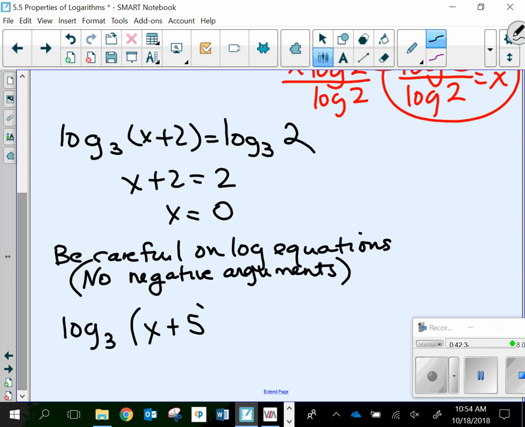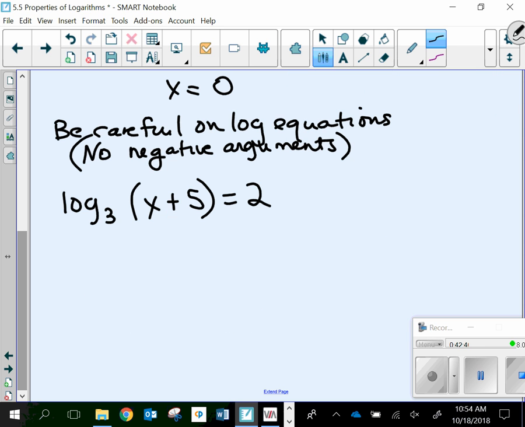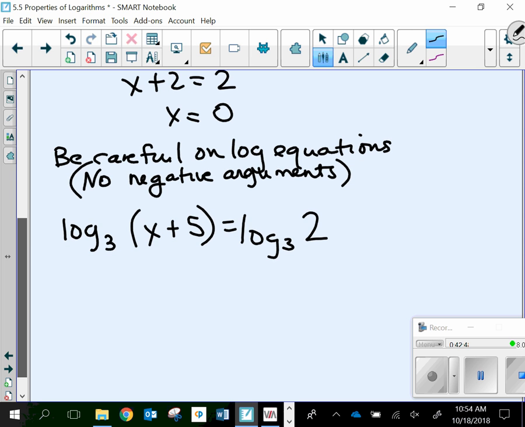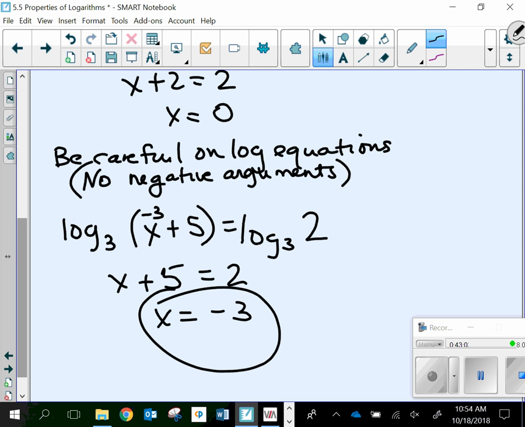Okay, so let's say log base 3 of x plus 5 equals log base 3 of 2. Sorry, I'm trying to keep it with the same theme here. So x plus 5 equals 2, right? But that's not going to give me a negative argument, is it? Okay, so you're good. But you gotta check it. Sometimes it's not that obvious, because sometimes it could be x squared.